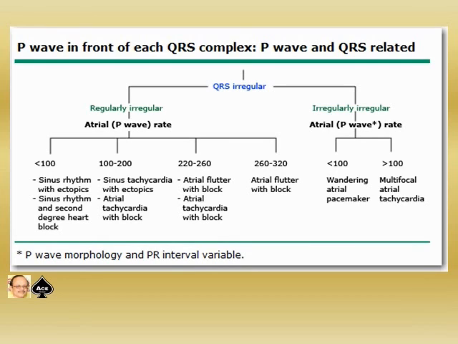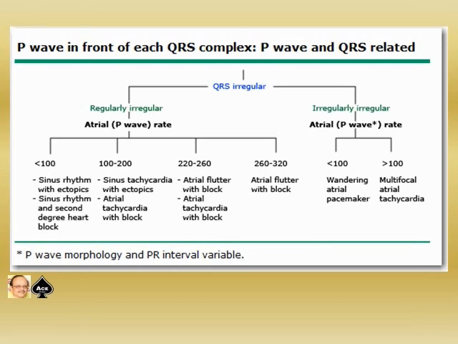If the atrial P wave rate is 100 to 200, then it can be sinus tachycardia with ectopics or atrial tachycardia with block. If the P wave rate is 220 to 260, it is atrial flutter with block or atrial tachycardia with block. If the P wave rate is 260 to 320, it is atrial flutter with block. So that is QRS regularly irregular.